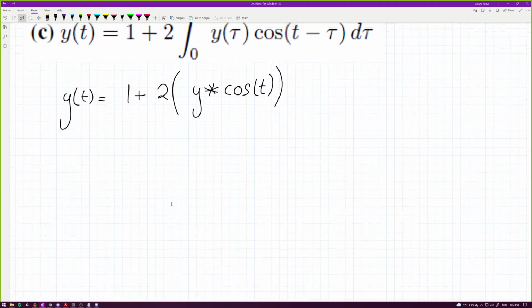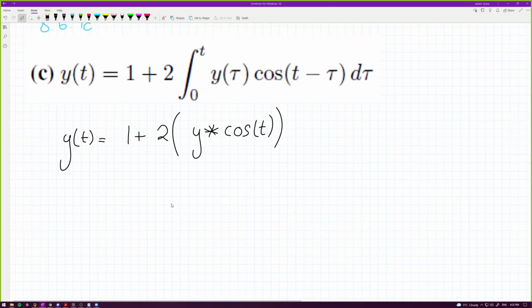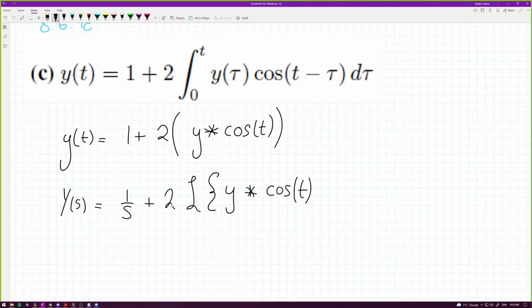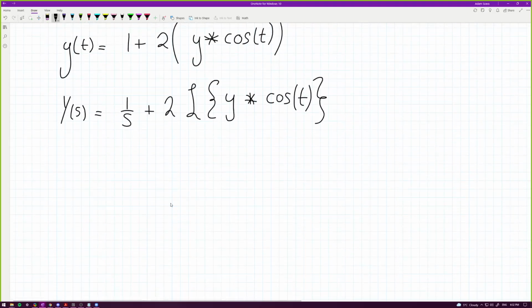Now that we've noticed that, we can take the Laplace of both sides. We can't really solve for y just yet because we don't know how to deal with convolution, except in one way, and that is by taking the Laplace of it. So I can turn this into Y of s equals, and the Laplace of 1 is 1 over s, plus 2 times the Laplace of y convoluted with cos of t.